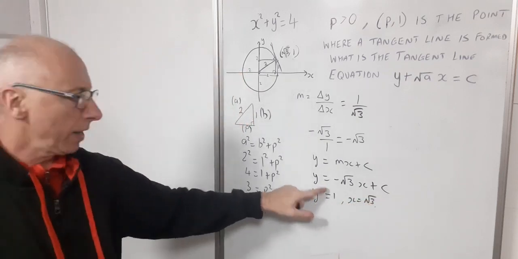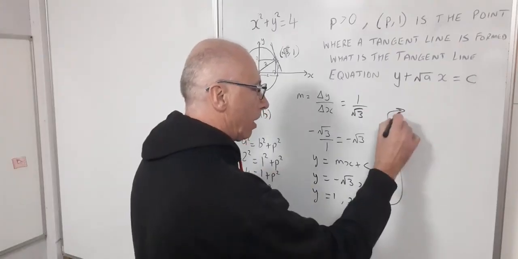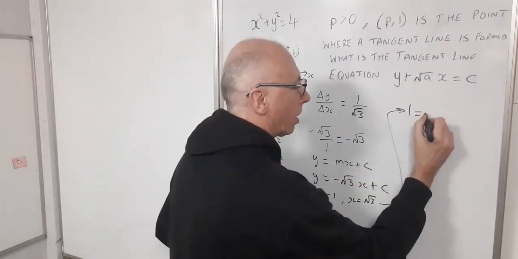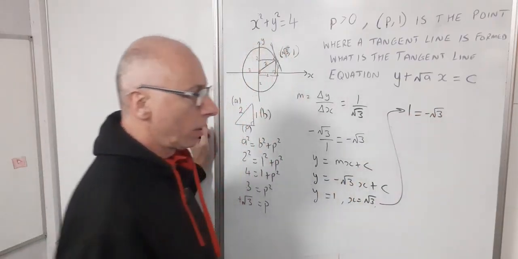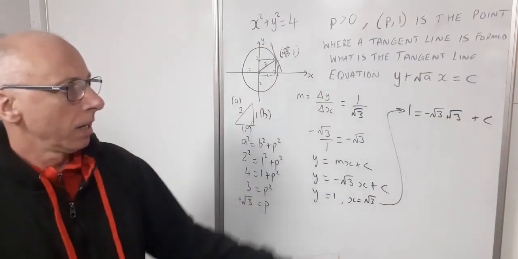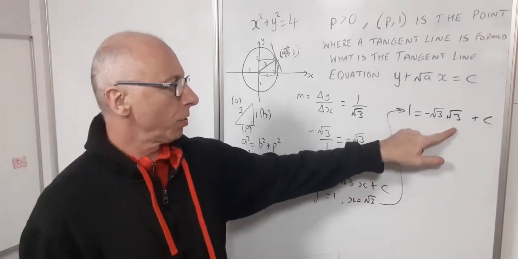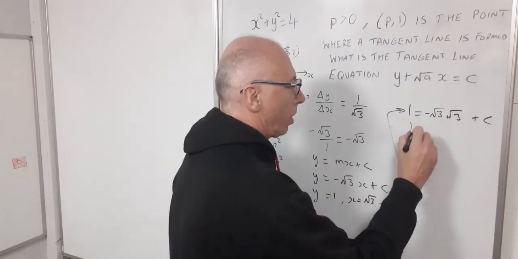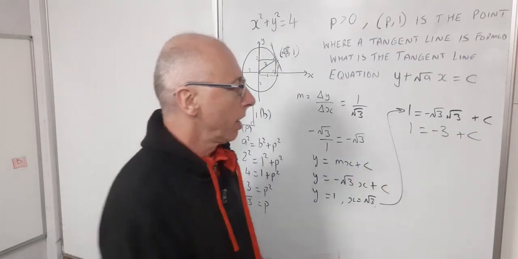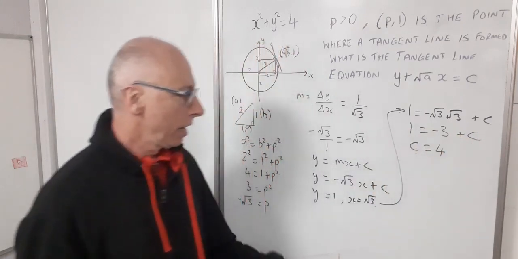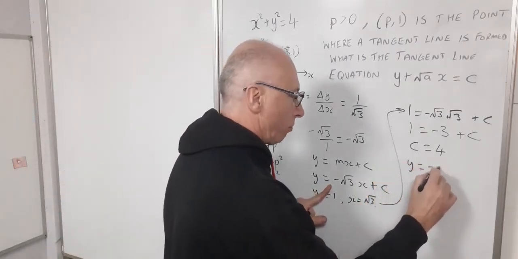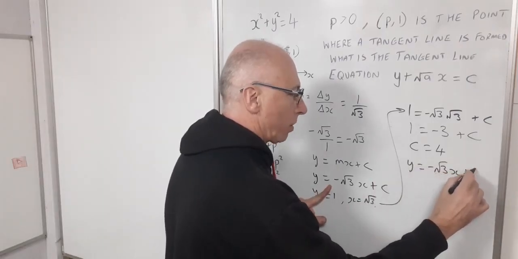Okay, let's plug that into there. So then we will get 1 equals minus root 3 times x, which is square root of 3, and then plus c. That's what we got there. Okay, minus root 3 times root 3 just gives us minus 3. So 1 equals minus 3 plus c. So now we can solve for c by adding 3 on both sides. So then we'll get c equals 4. So now our equation here, we can finish it off. y equals minus root 3x plus 4.